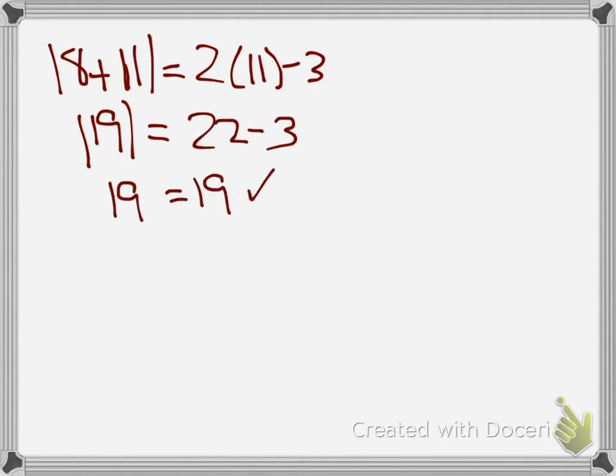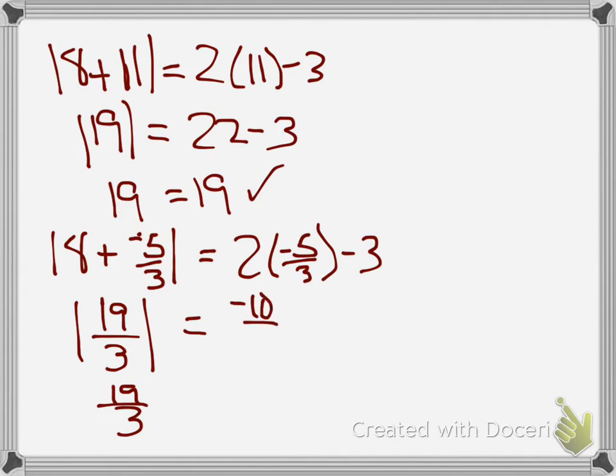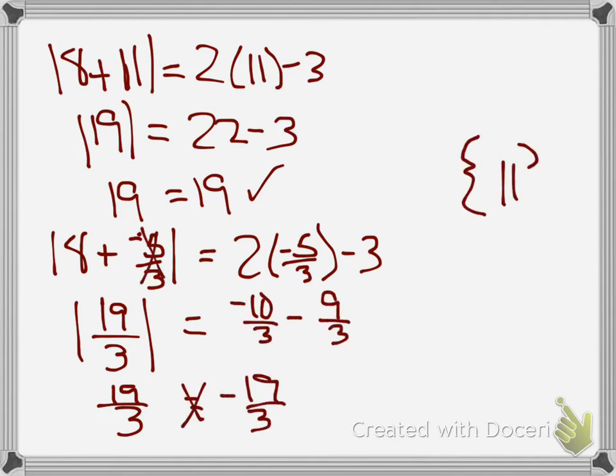And notice here how they get you this, like with the 11 it works. 11 counts as an answer. But with the -5/3, I get +19/3 and I get -19/3, which would not work, so then my answer can only be 11.